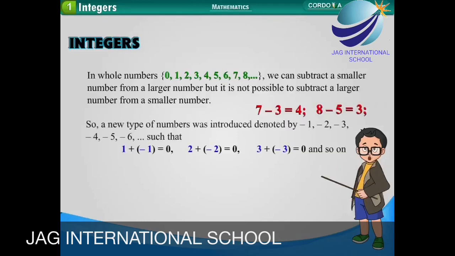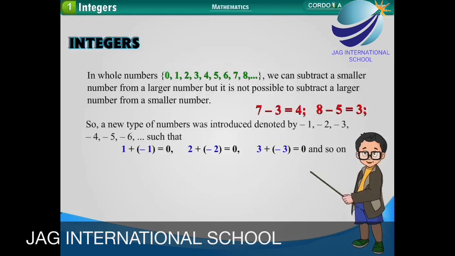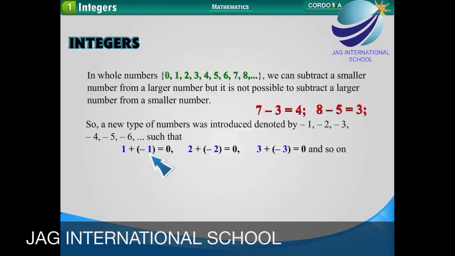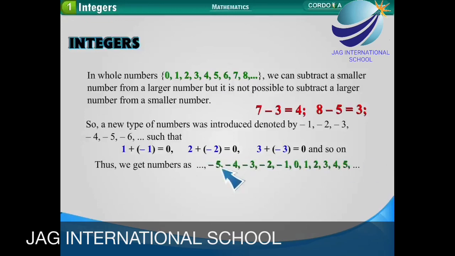So, a new type of numbers was introduced, denoted by -1, -2, -3, -4, -5, -6, such that 1 plus -1 is equal to 0, 2 plus -2 is equal to 0, 3 plus -3 is equal to 0, and so on. Thus we get numbers as -5, -4, -3, -2, -1, 0, 1, 2, 3, 4, 5. These numbers are called integers.